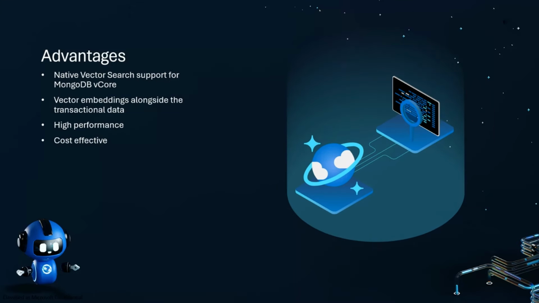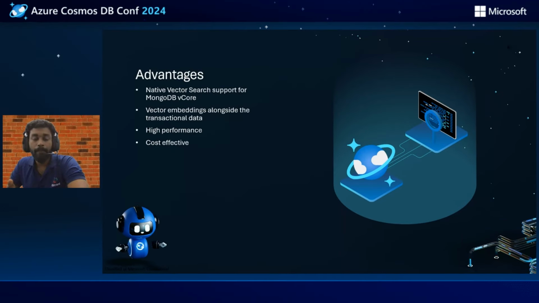These are some of the advantages that we get out of MongoDB vCore. Now we have the native vector search capability, as we have discussed already. What that means is you now have the vector embeddings alongside your operational data. One of the cool things to note here is that whenever you do a transaction on the operational data, you could create the embeddings of that data in the single transaction and commit them in the single collection.